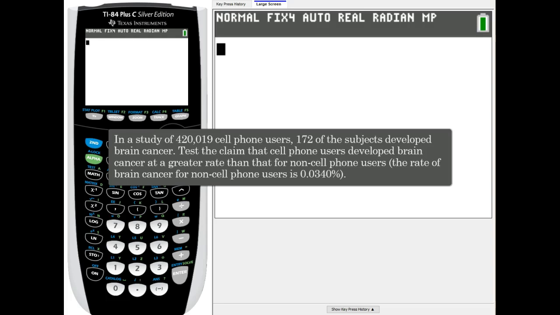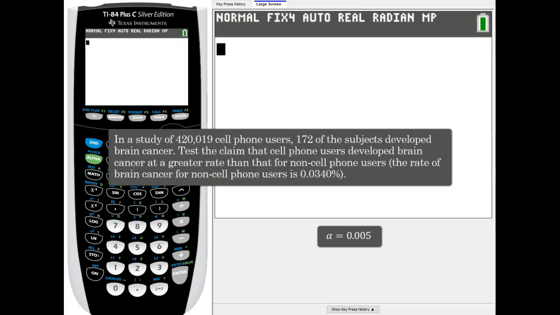Now, since this is a very critical issue, we're dealing with people's health and possibly their lives, we want to use a very small significance level. We want to minimize the possibility of a type 1 error to a great extent. So we're going to use our significance level of 0.005, meaning our alpha is 0.005.